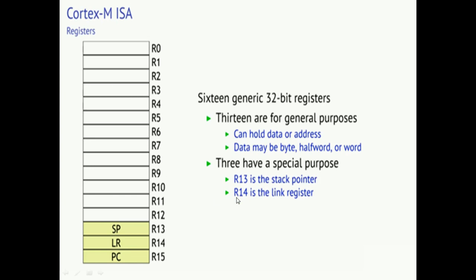R14 is called the link register, which holds the return address of the instruction when any subroutine or function is called during the normal execution of the program. The last register is R15, which refers to the program counter. The role of the program counter is to hold the address of the next instruction to be executed. With every line of execution of the code, the program counter value gets updated.